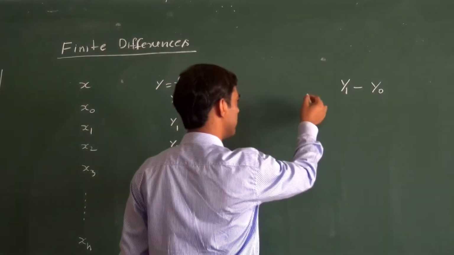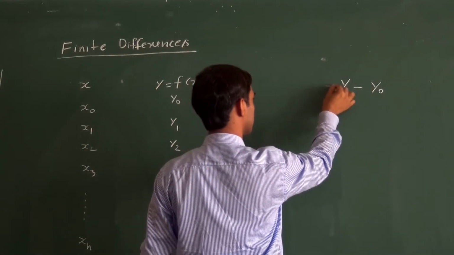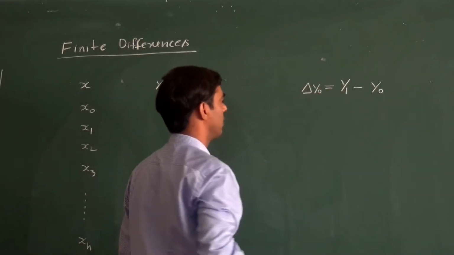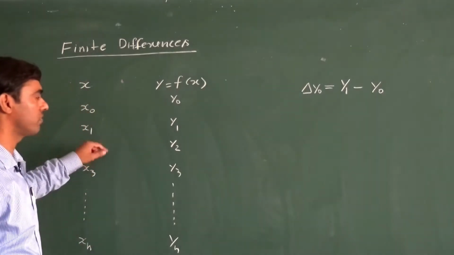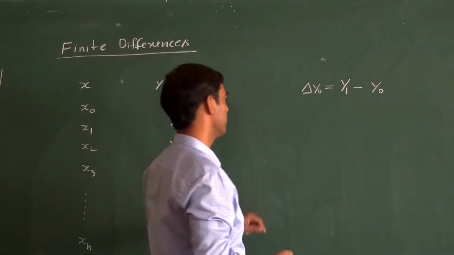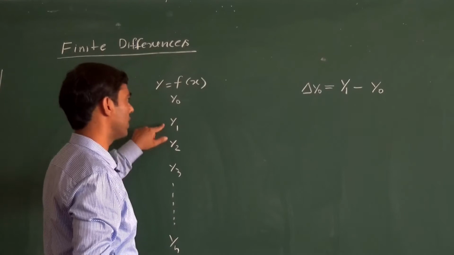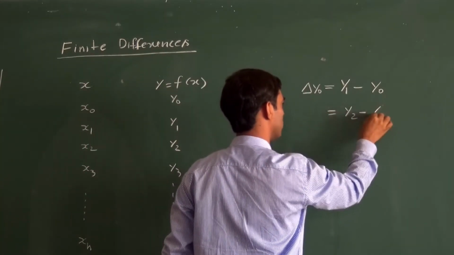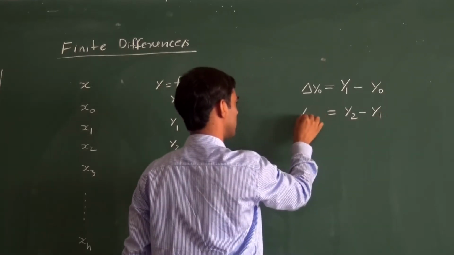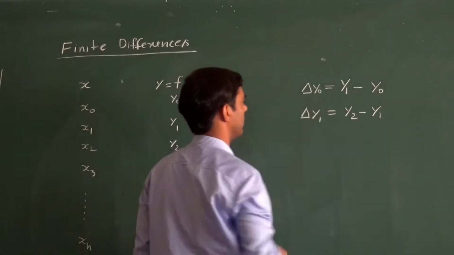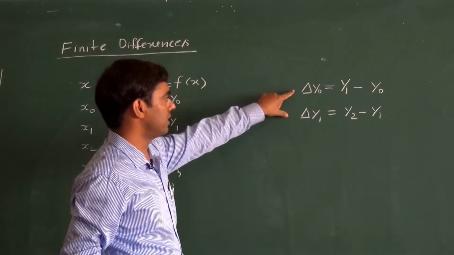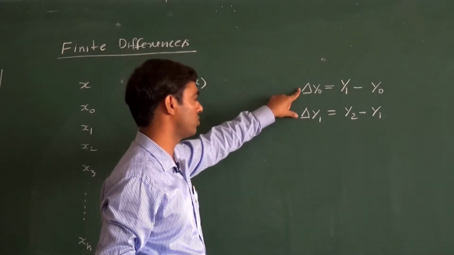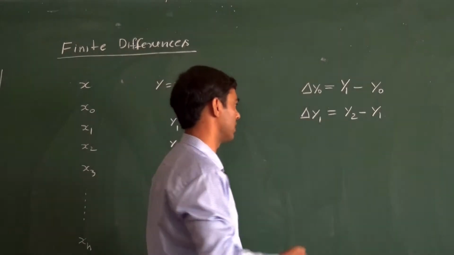Here if we denote this one as del y0, this is called the first order difference. Similarly, the difference y2 minus y1 is del y1. This is defined as a first order difference, and if we find the difference of these two, this is the second order difference.